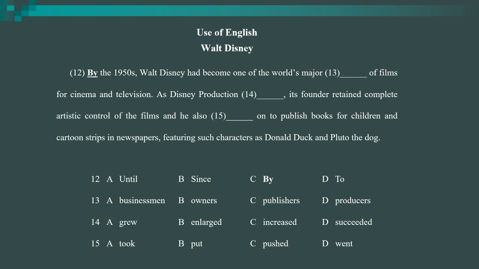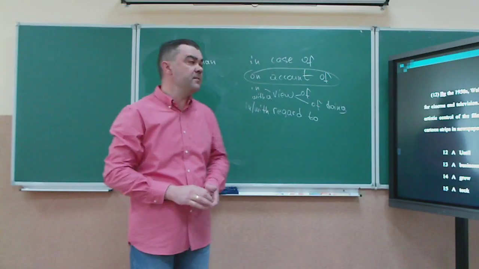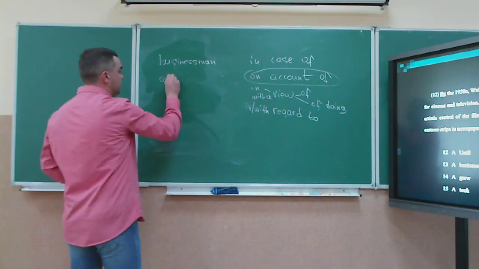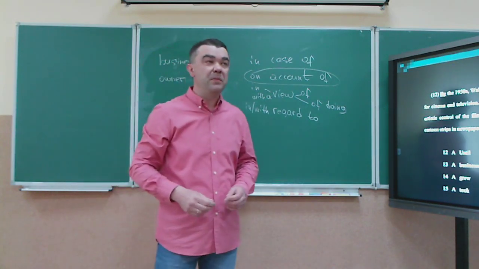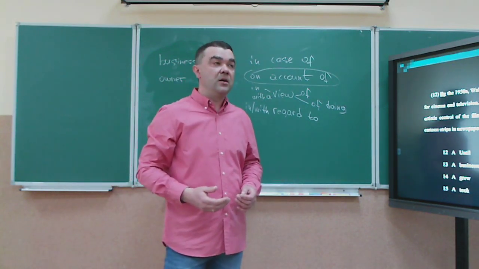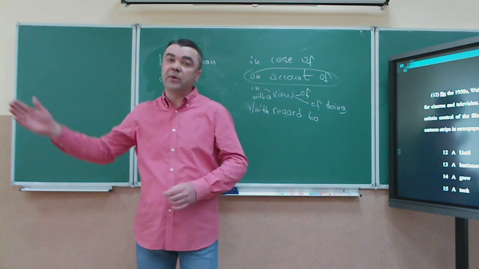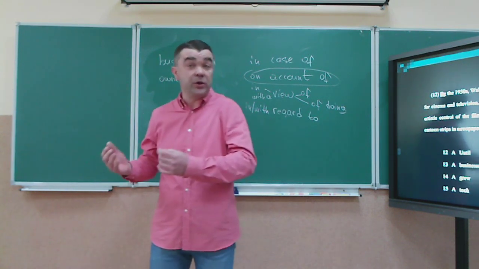What is a businessman? So it's the person who is involved in business, especially maybe having some kind of high post. What is owner? Owner is a person who possesses something. For example, this car belongs to me.